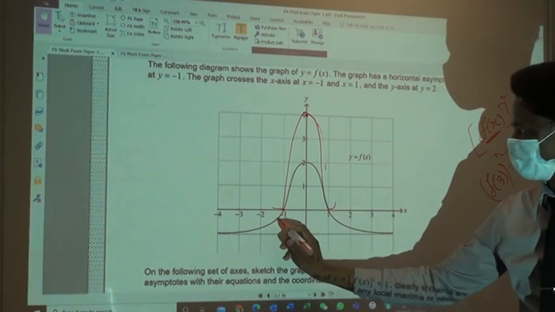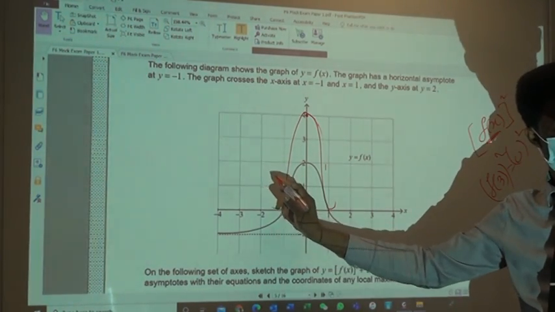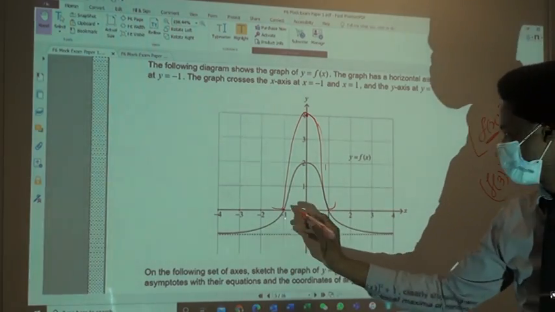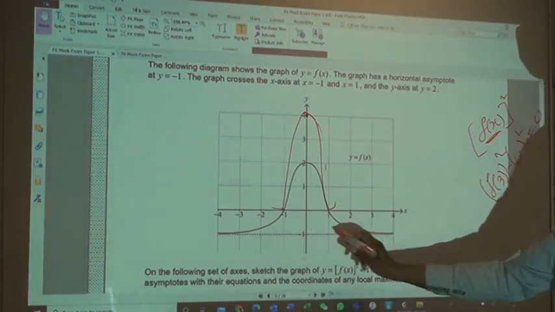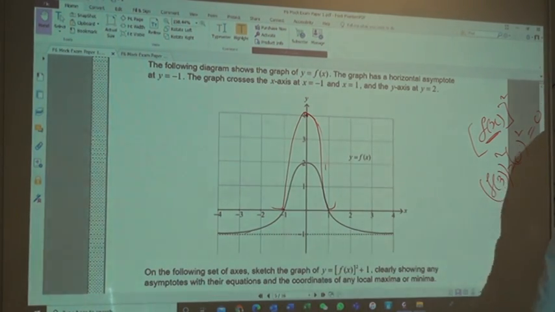Because remember, whatever this is, it's going to be squared, right? So it's going to be on the other side. A square function does not go to the negative. So now, if you look at the asymptote, it approaches -1. So this will approach 1.